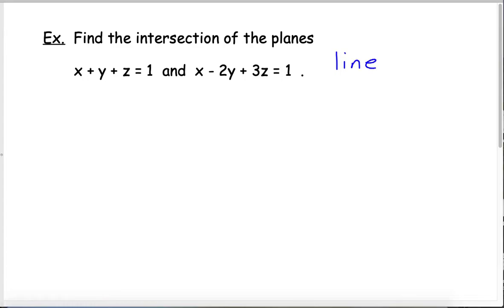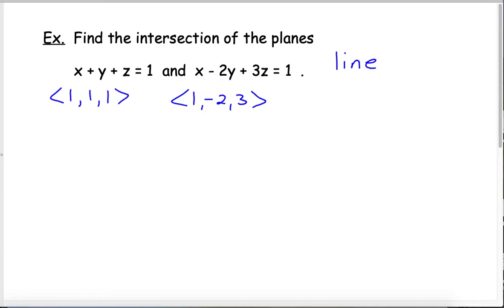Well, if they're parallel, their normal vectors will be scalar multiples of each other. And the normal vector for this one is 1, 1, 1. And for this one, it's 1, -2, 3. So I know that these two planes are not parallel. So I don't have to worry about that, where the answer would be no solution. And they're obviously not the same plane as well. So my answer is going to be a line.